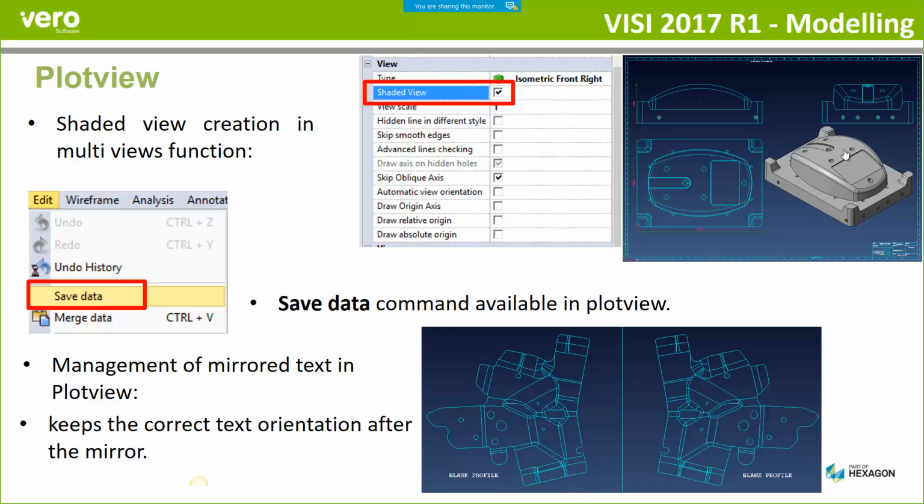Management of mirrored text. Previously, if we were to mirror some geometry and it had text within that view, it would mirror the text as well. But a lot of the feedback we were getting was that they don't necessarily want that. So what the system will do now is mirror it, but keep the text in a readable orientation.